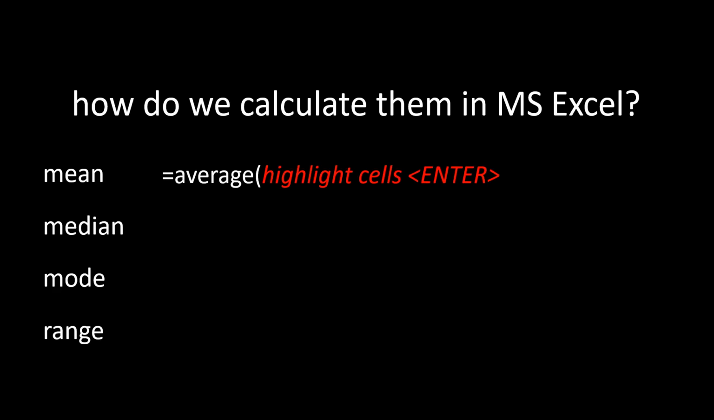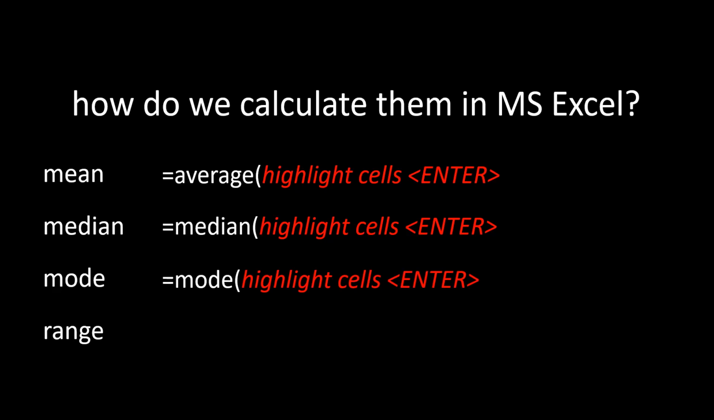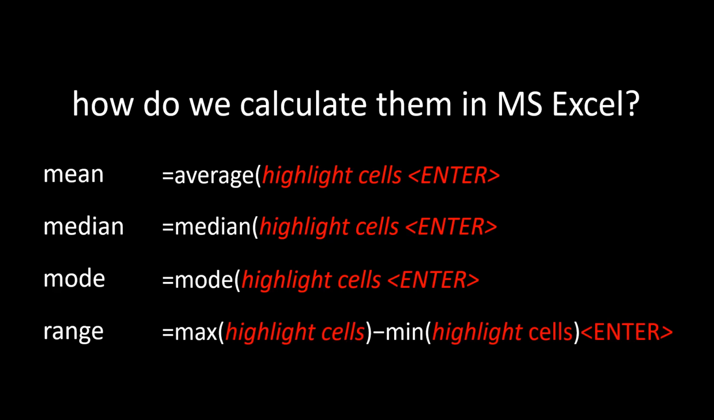Right, how do we calculate them in Excel? Well, the formula for mean is equals average, open bracket, and we highlight the cells and press enter. Median equals median, open bracket. Then we highlight the cells and press enter. Mode equals mode, open bracket, highlight the cells and press enter. The range is a bit more complicated. Equals max, open bracket, highlight the cells, close the bracket. Minus min, open bracket, highlight cells, close the bracket, press enter.